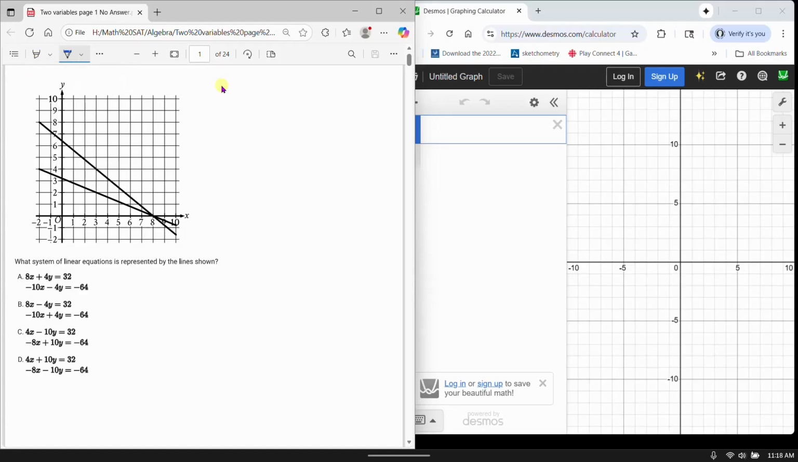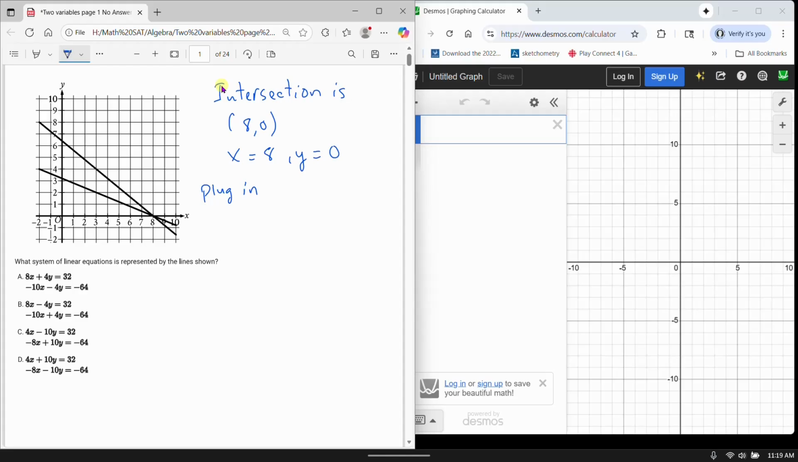Okay. So right now, the intersection between the two straight lines is at (8, 0). That means x equals 8 and y equals 0. So now you want to plug the numbers into each of the answer choices.